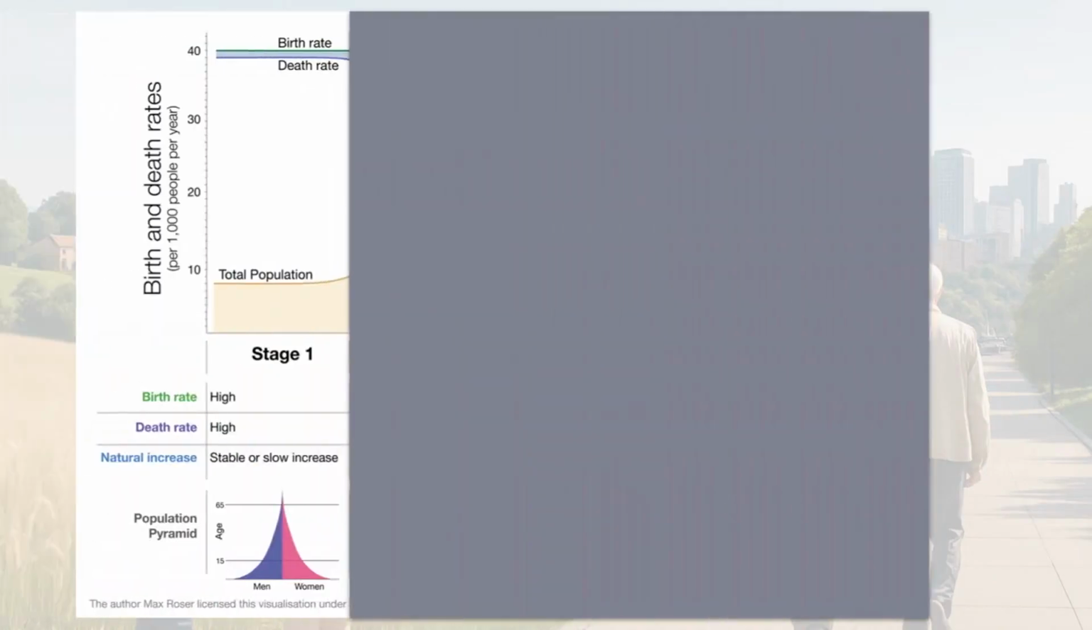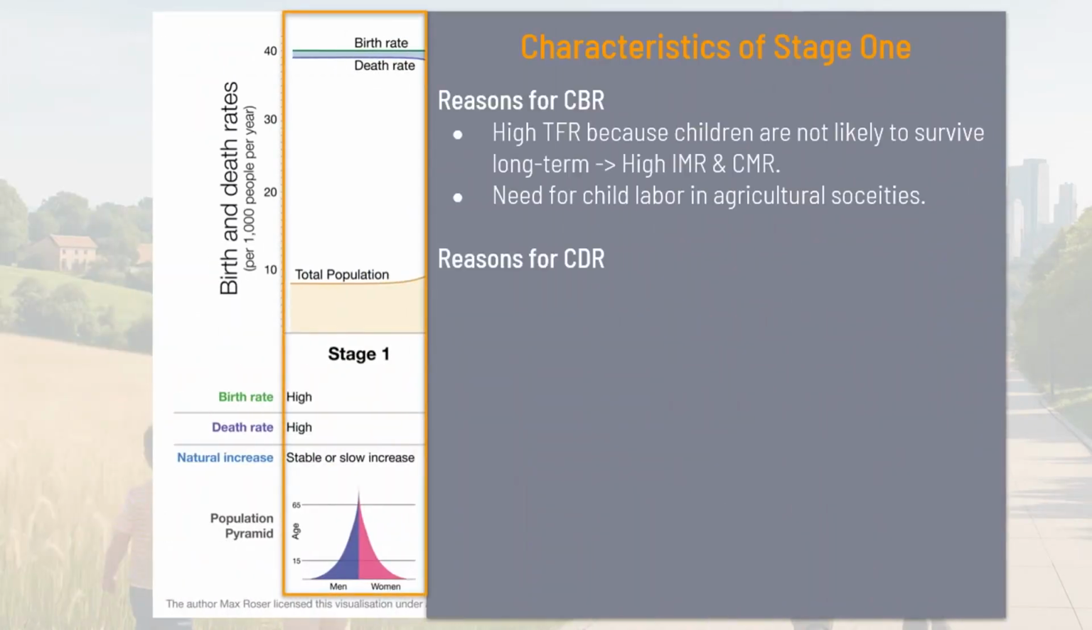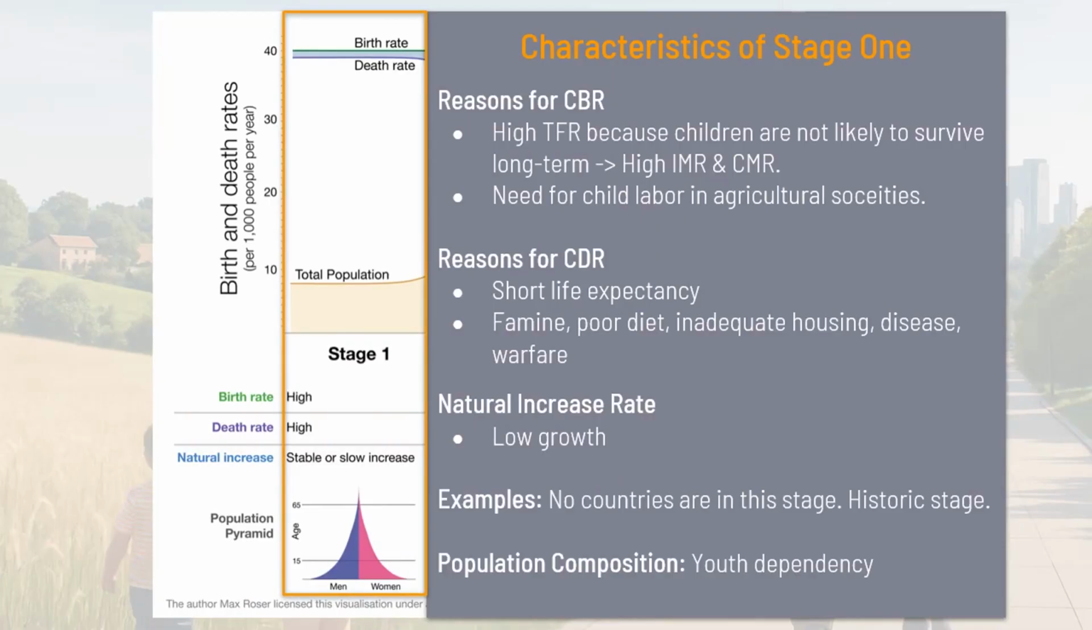All right, let's kick off the demographic transition model with stage 1, the historic starting line. Here, both birth rates and death rates are high. Families have lots of kids, not because they're trying to form a soccer team, but because survival is uncertain. High infant and child mortality rates meant many children didn't live to adulthood. Plus, in agricultural societies, kids were basically the farmhands of the future. On the flip side, death rates stayed high due to famine, poor diets, disease, and constant warfare. Life expectancy was short, and population growth barely moved, what we call a low natural increase rate.